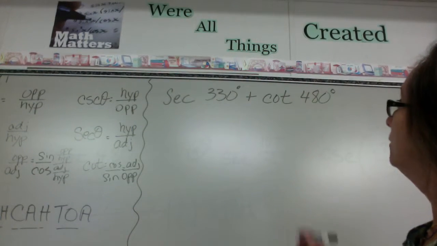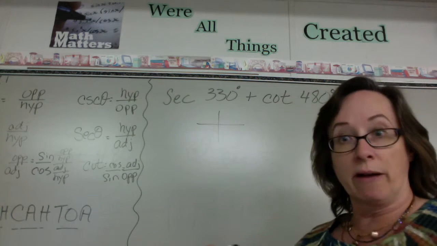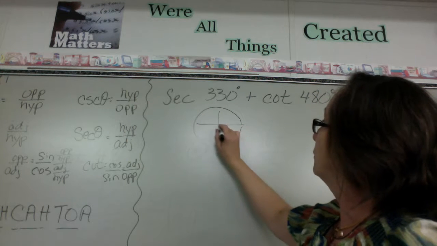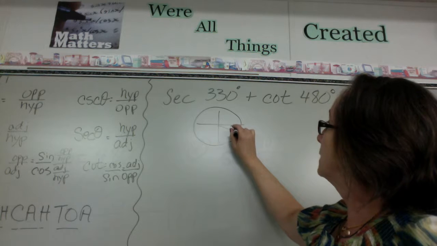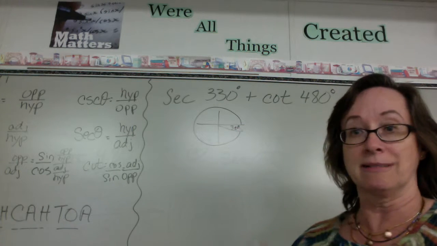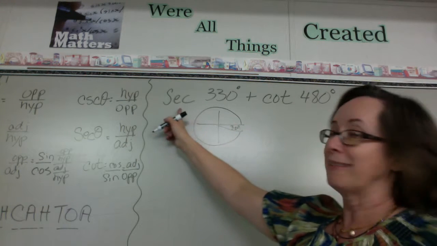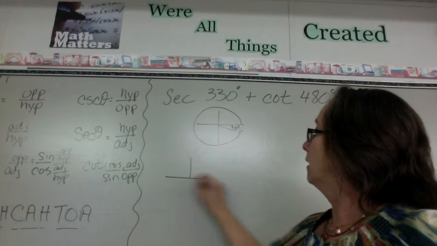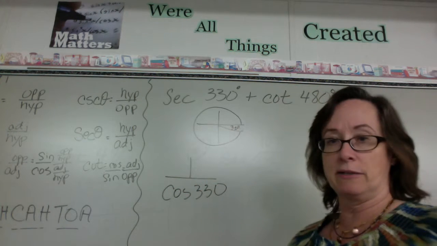Okay, so now the secant of 330, remember to think unit circle. Where is the 330? It's going to be all the way around the unit circle, 30 degrees shy of our 360. A 30-degree reference angle down and to the right. And remember that the secant is 1 over the cosine. So 1 over the cosine of 330 is what we need to figure out.